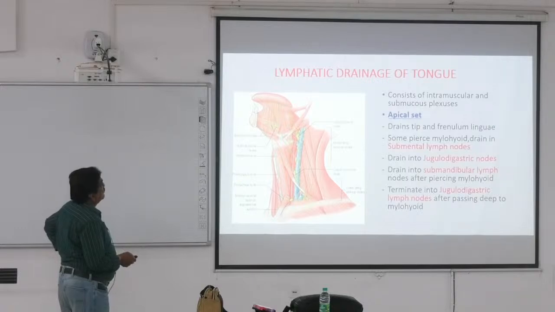drains tip and frenulum lingualis to the submental lymph nodes, and drain into the jugulo-digastric nodes. Submental nodes drain into the submandibular lymph nodes after piercing mylohyoid, and terminate into the jugulo-digastric lymph nodes after passing deep to mylohyoid. This is jugulo-omohyoid, this is jugulo-digastric.